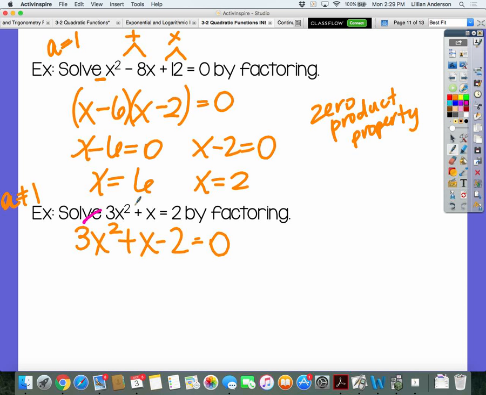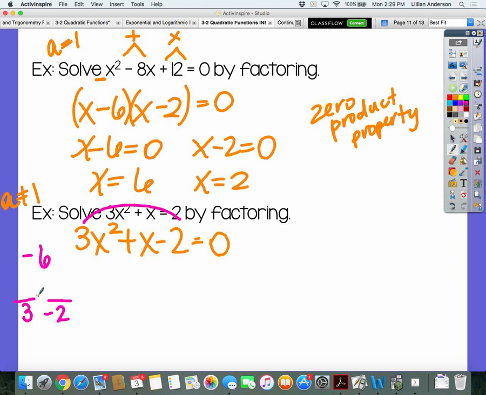You start by multiplying A and C. So what's 3 times negative 2? -6. Now from here, you find your two numbers that multiply to give you -6 and add together to give you 1, your B term. 3 and -2. Again, you're looking for two numbers that multiply to give you the product and add together to give you the B term. So we get 3 and -2, and then we create a fraction.